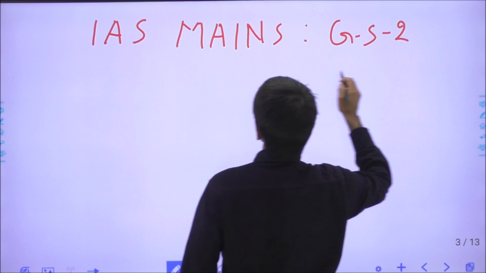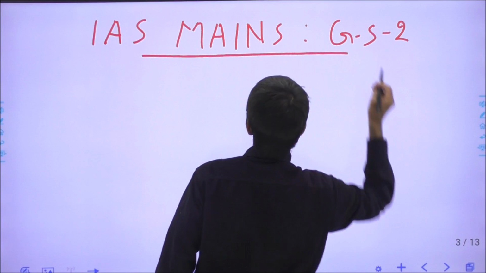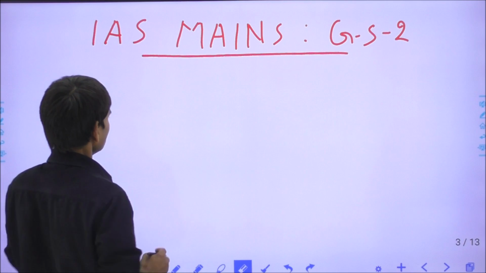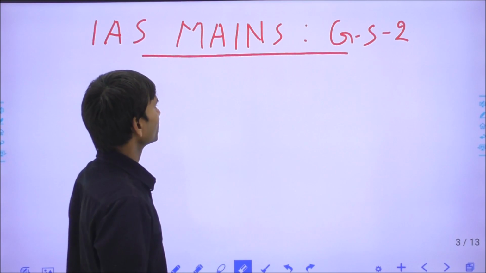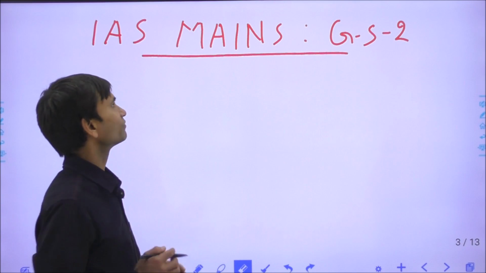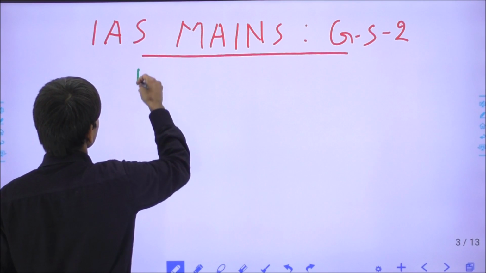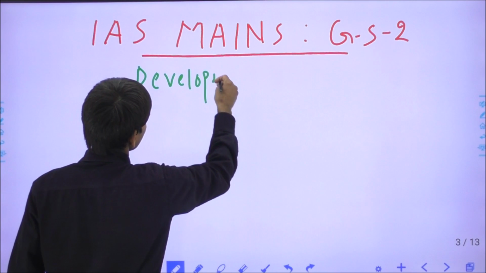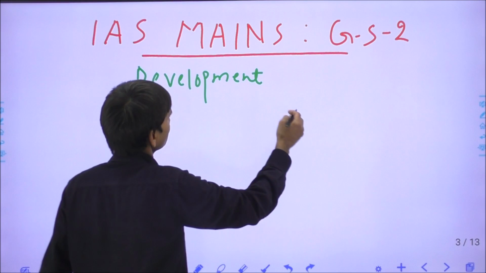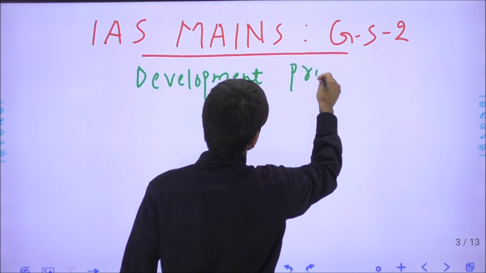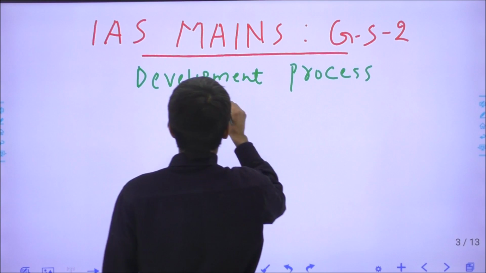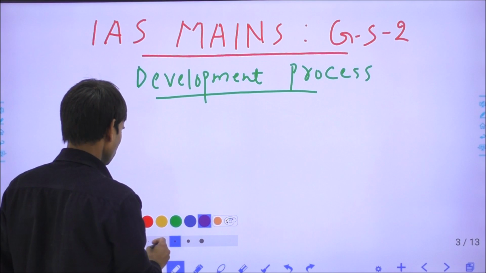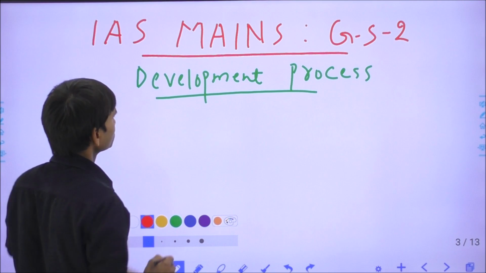Today I will discuss important topics which are mentioned by UPSC in the syllabus. This is the development process and development industries and the role of the different agencies. Important topic. Development process. How to cover or how to understand the topic, this is the challenge.